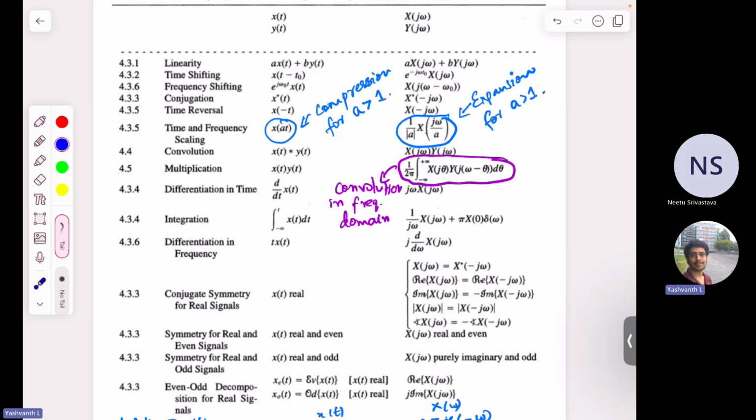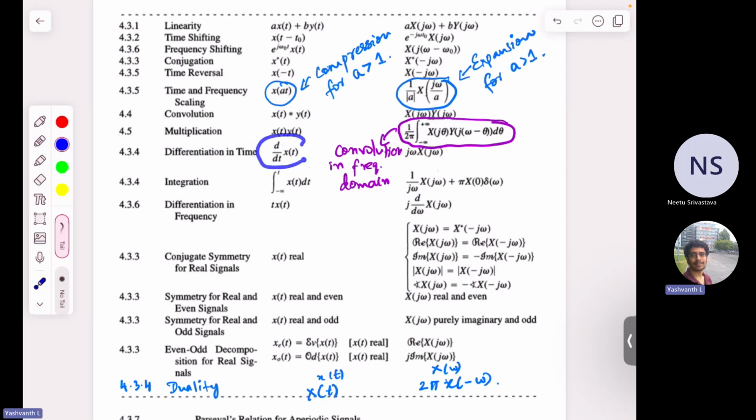You see the nice duality. If I convolve in the time domain, their corresponding Fourier transforms will get multiplied. Similarly, if I multiply in the time domain, their corresponding Fourier transforms will get convolved. So this is basically the dual property.